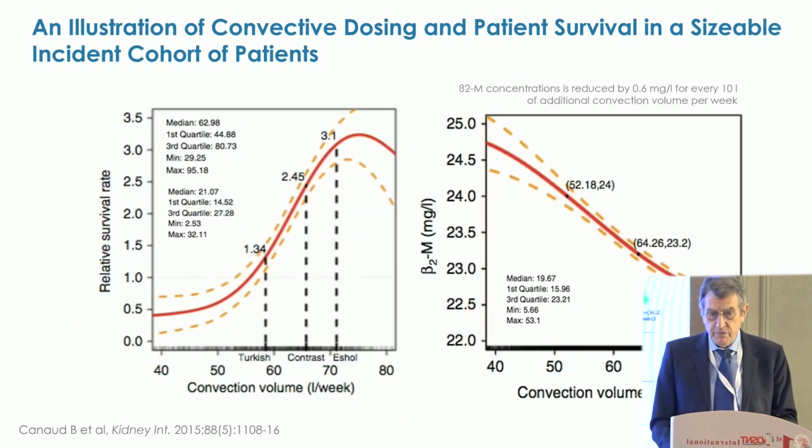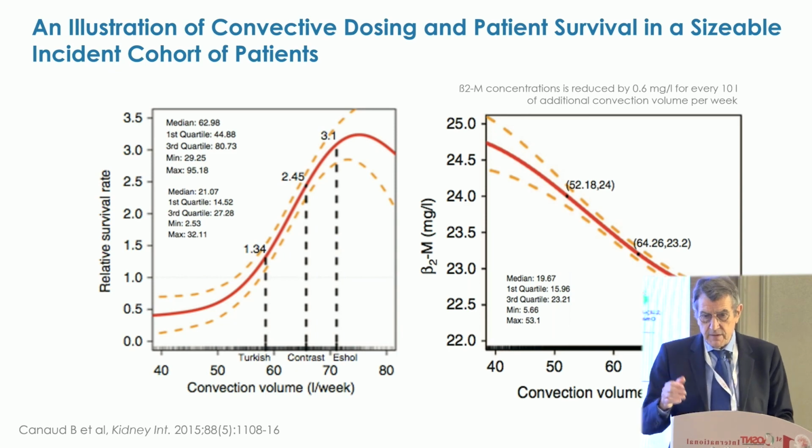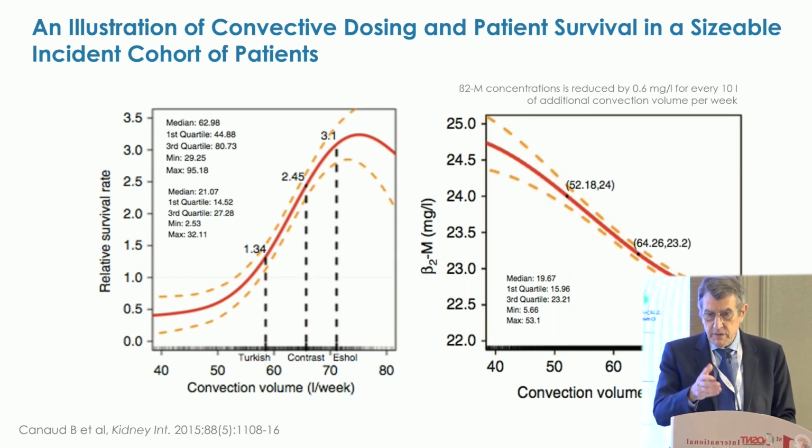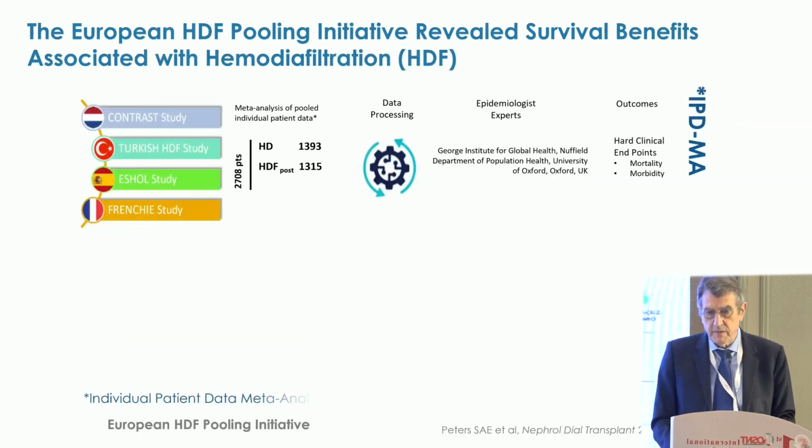And that was confirmed by a study that we performed with a large data set, and that fits with all the randomized studies, showing that if you increase the convective volume, expressed in liters per week, based on the 3 sessions a week, there is a beneficial effect on the survival. Left side, but also a beneficial effect on beta-2M. You see the reduction of the beta-2M. So the target could be lower, as I mentioned, than 25 milligrams per liter.